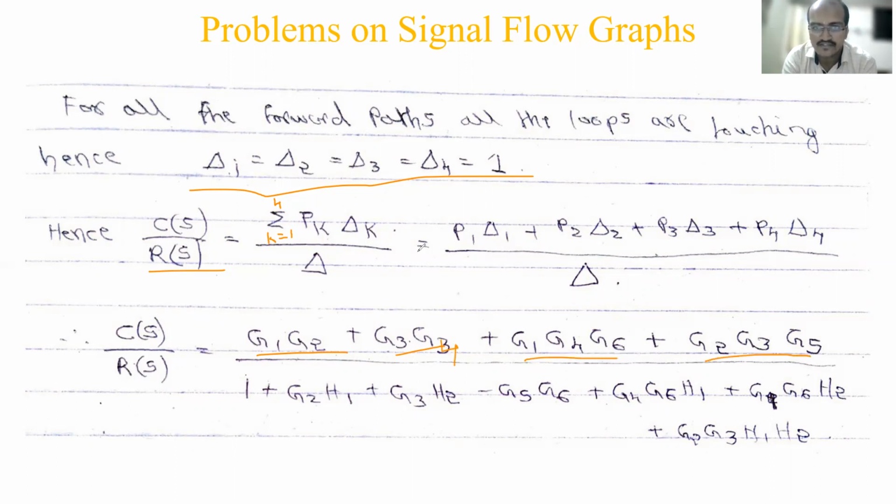Denominator is the delta function, which we have determined: 1 plus G2, H1 plus G3, H2 minus G5, G6 plus G4, G6, H1 plus G1, G6, H2 plus G2, G3, H1, H2. So this is your overall transfer function. Compared to block diagram reduction, it is consuming less time, right? And it is perfect. The only thing is, first you must identify the forward paths and loops. So this is about problem 3.